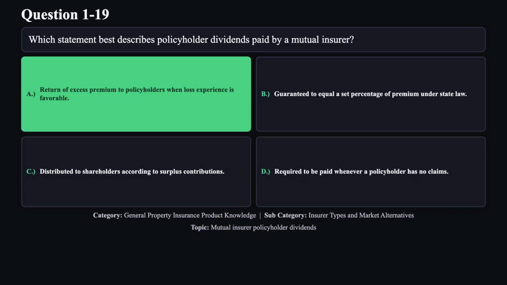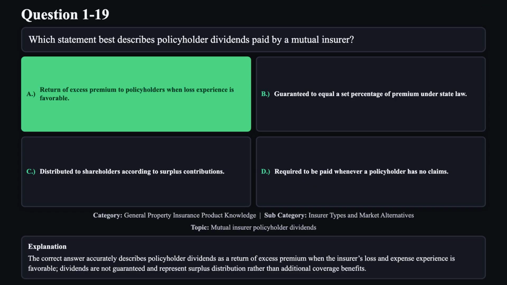The correct answer is A. The correct answer accurately describes policyholder dividends as a return of excess premium when the insurer's loss and expense experience is favorable. Dividends are not guaranteed and represent surplus distribution rather than additional coverage benefits.